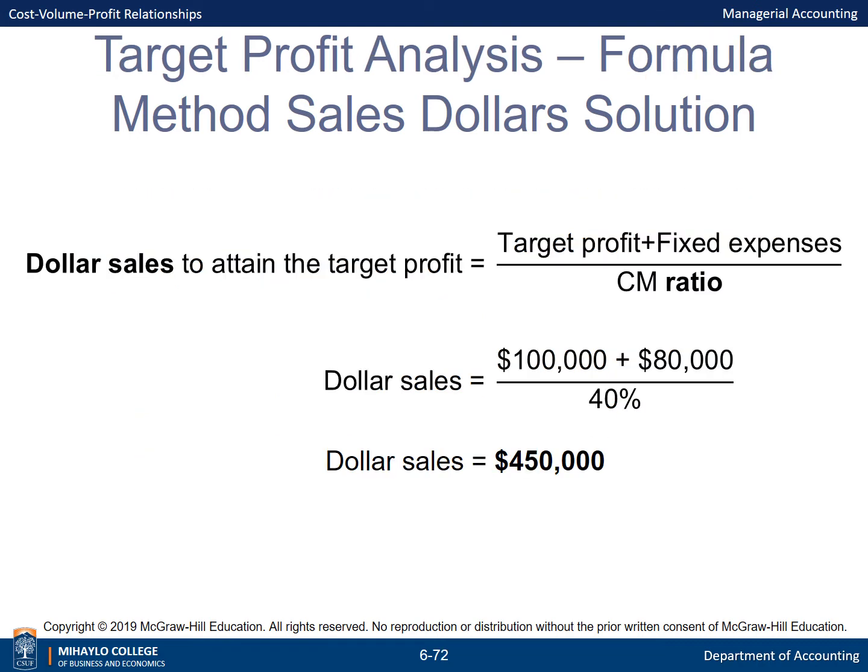Using the formula method, target profit of $100,000 plus fixed expenses of $80,000 divided by the CM ratio of 40% equals dollar sales of $450,000 to attain the target profit.